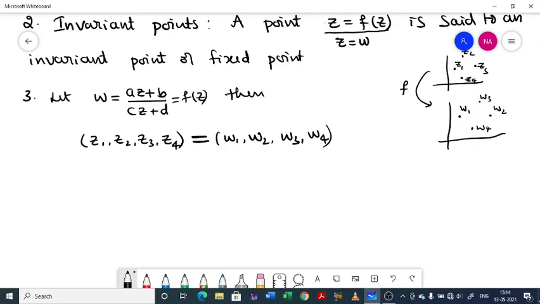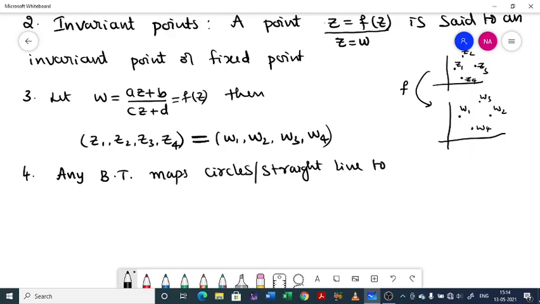So the important points you have to remember: any bilinear transformation maps circles or straight lines to circles or straight lines again.